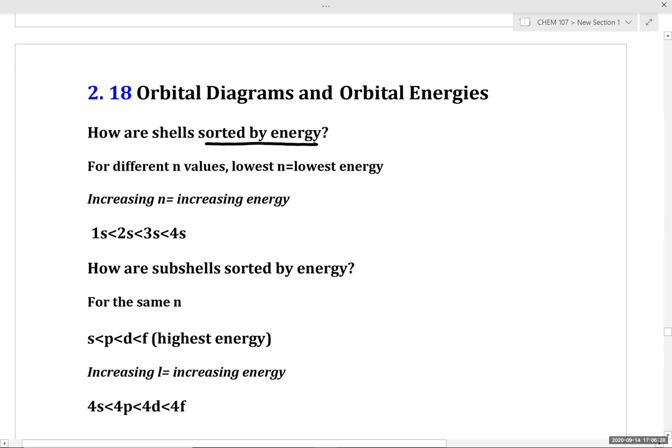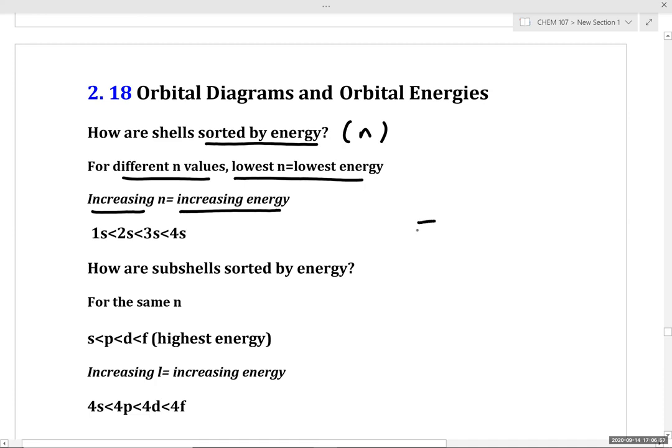So first and foremost, if we think about shells, which are denoted by values of n, in other words, the different rows in the periodic table, for different n values, the lowest n corresponds to the lowest energy shell, and by extension, the orbitals in that shell would be lower in energy. As we have an increasing n value, we have an increasing orbital energy.